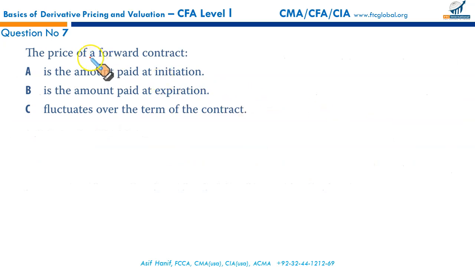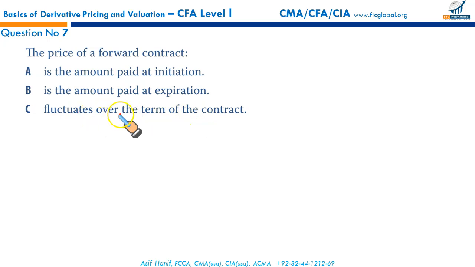Next, the price of a forward contract is the amount paid at initiation, or is the amount paid at expiration, or fluctuates over the term of the contract. First of all, the price of a forward contract, price, not the value. The price of the forward contract is agreed upon at the inception of the contract, and it is fixed. Yes, payment is made at expiration, but the price is fixed at the initiation of the contract. So it is not the amount paid at initiation, it is the amount that will be paid at expiration, and it is fixed, and it doesn't fluctuate over the term of the contract.